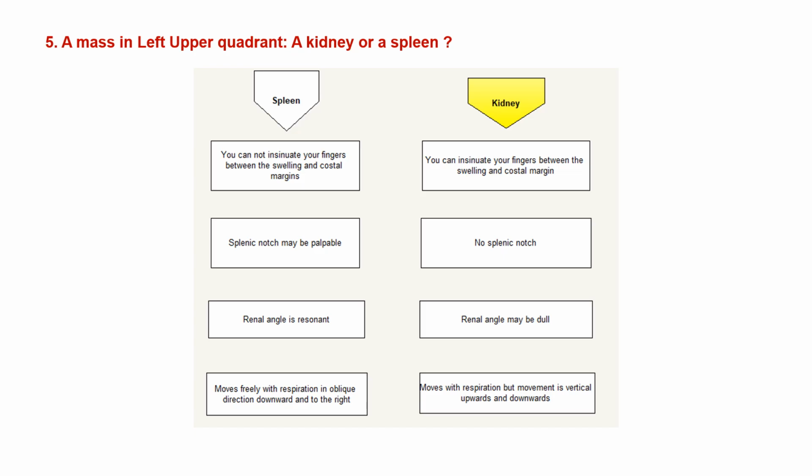Also, by percussing the renal angle, it is resonant in case of splenomegaly, but it may be dull in case of renal swelling. And the direction of movement with respiration is different. If you ask the patient to take a deep inspiration, the spleen moves freely with respiration, but in an oblique direction, downwards and to the right, while the kidney moves vertically upwards and downwards.